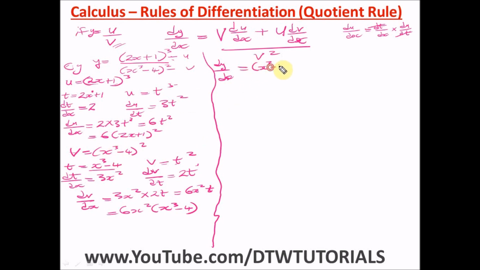X raised to the power 3 minus 4 all squared. What is our u? We've gotten our du as this. This is our du. Okay, bracket, we have a 6 then bracket 2x plus 1 all raised to the power 2 plus, what is our u? This is our u. We have 2x plus 1 all raised to the power 3.